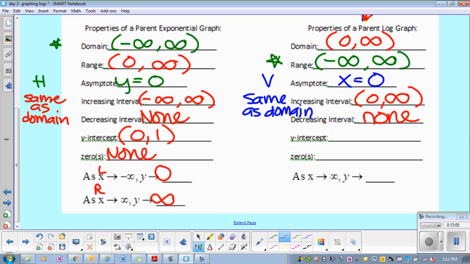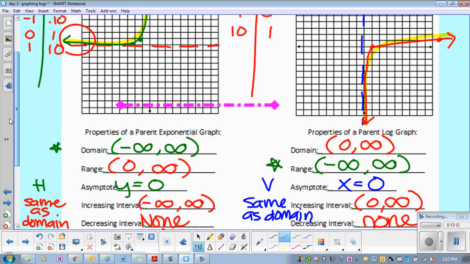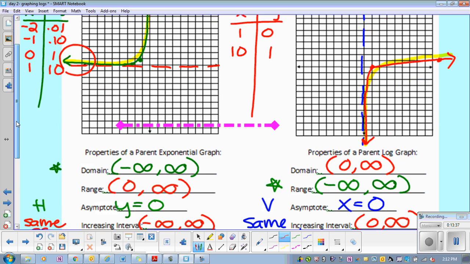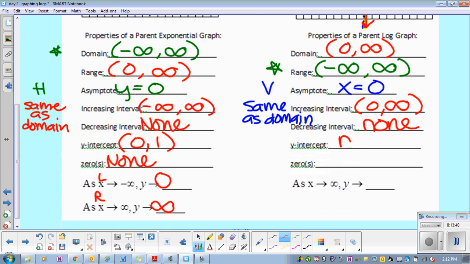Now, guys, exponential. Did we have a y-intercept? Yes. So what do you think about the log for this one? Do you think this one's going to have a y-intercept? No. If it's the opposite, right? And look at your asymptote. Where is that asymptote? On the y-axis, yeah. Your asymptote is actually on the y-axis, so there is no way that it can have a y-intercept because it won't cross it, it won't touch it, right? So y-intercept is none.